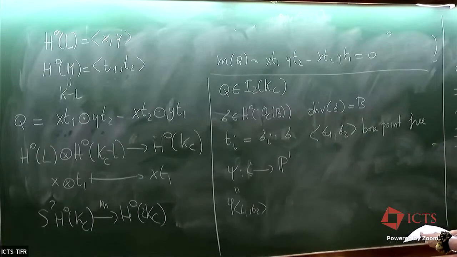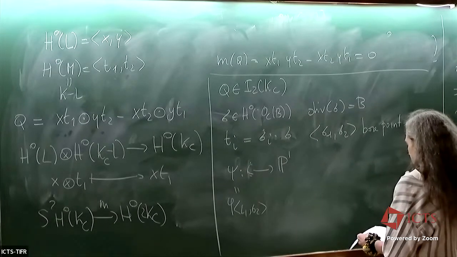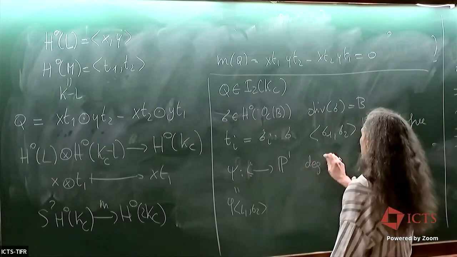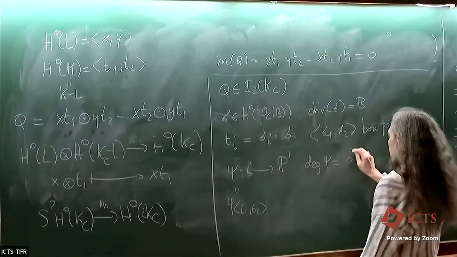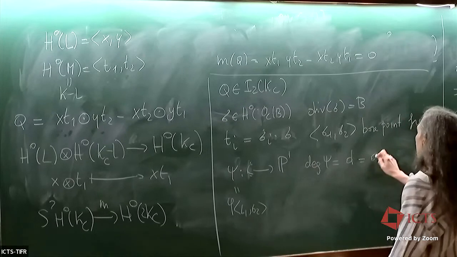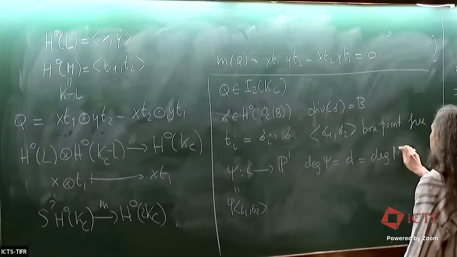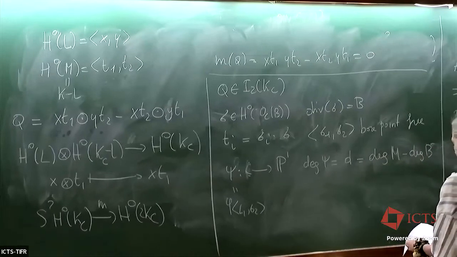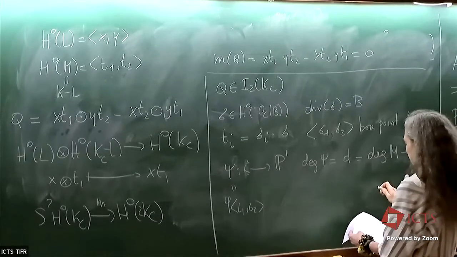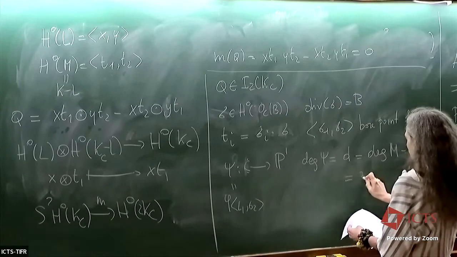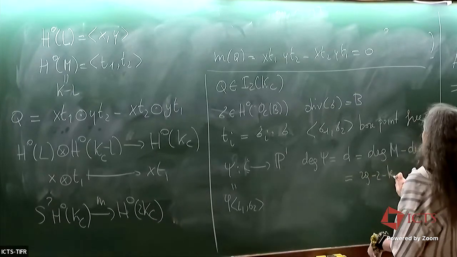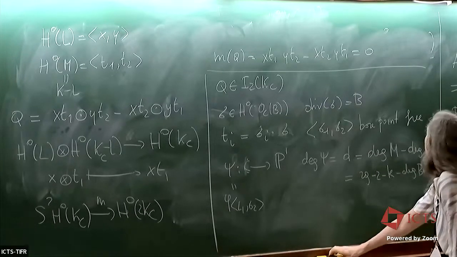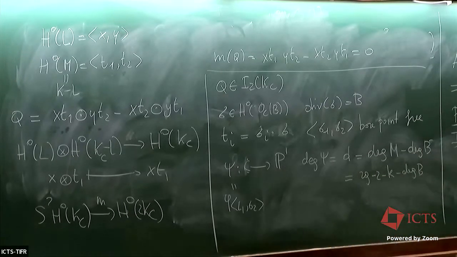of degree, denoted by D, which is the degree of M minus the degree of B. Okay, which is exactly, as I said, 2g minus 2 minus k minus the degree of B, which can be either 0 or 1. Okay.